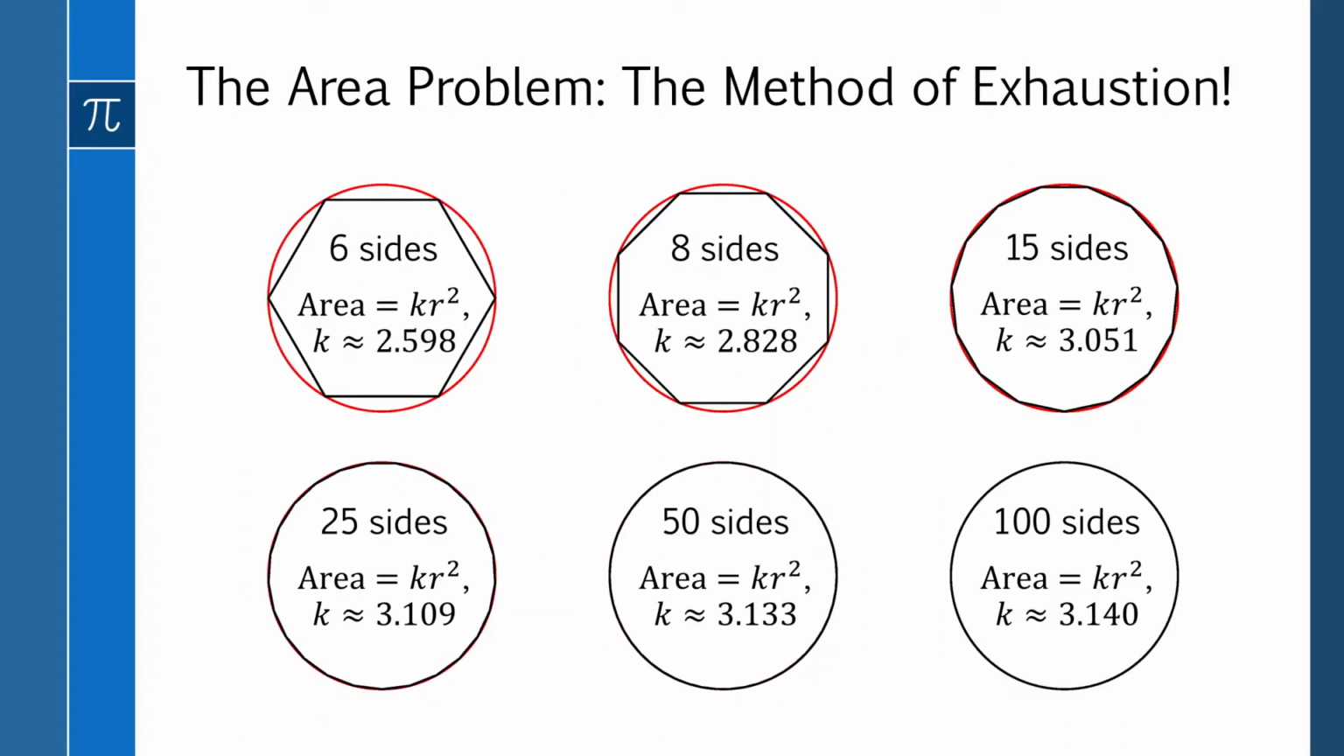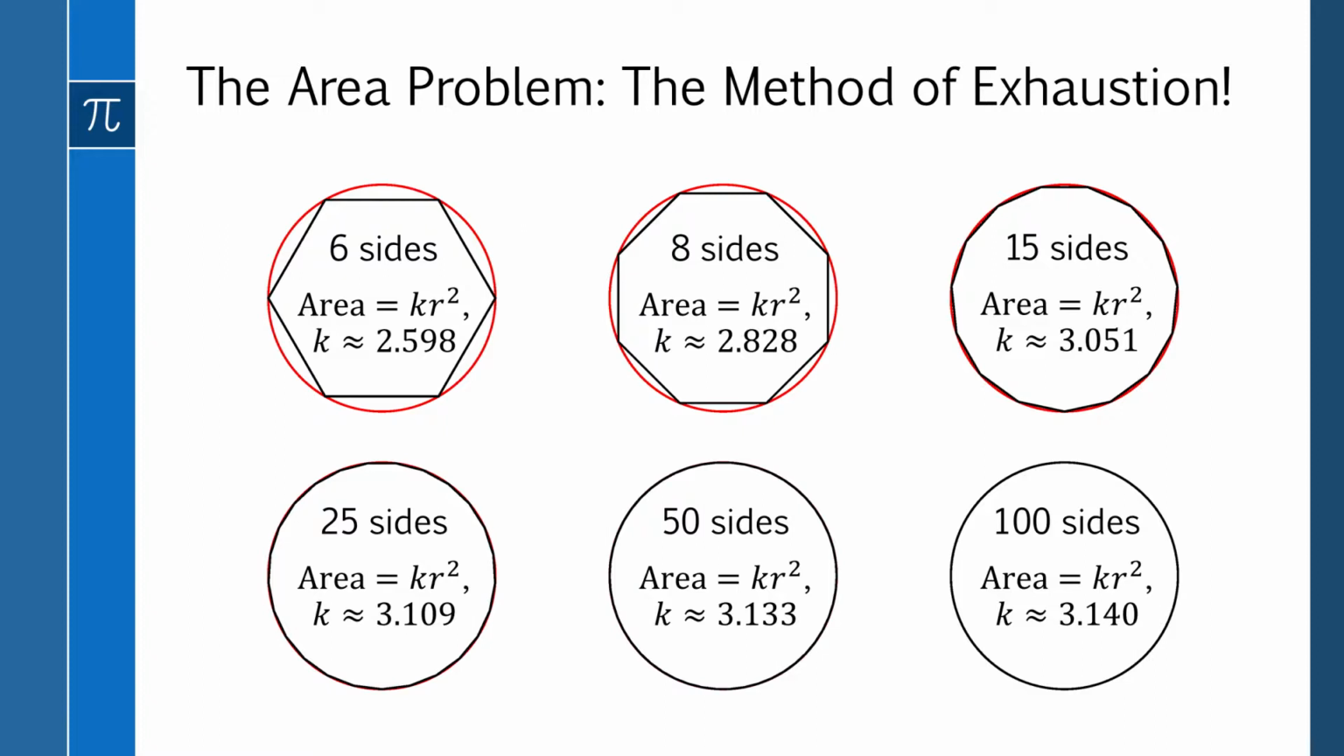And the idea here is that, okay, we did well with a hexagon, we did better with an octagon. As we increase the number of sides, we get closer and closer to the area of the circle, right? These discrepancies get smaller and smaller, and we get closer to the value we actually want, okay? And as we increase the number of sides, we can get as close as we want to the true area of the circle.